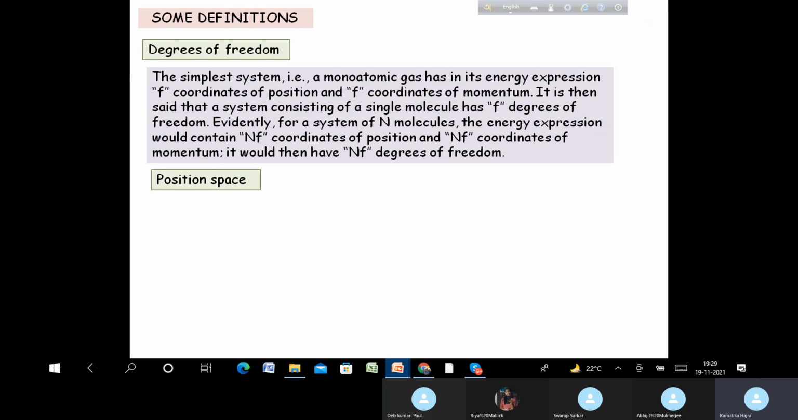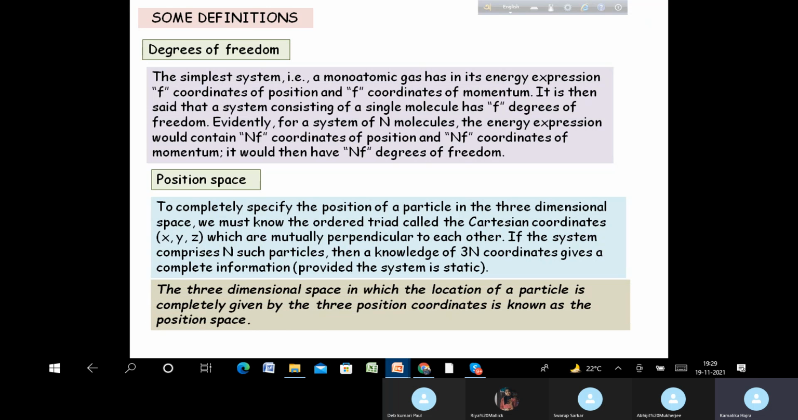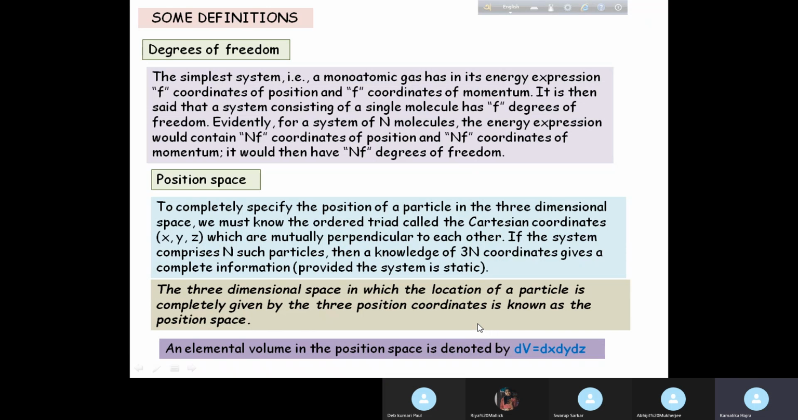Then position space. What is position space? The coordinate space in which the position of a particle is specified, namely the Cartesian coordinate system, will be the position space. Okay, in the position space, for a single particle we require 3 coordinates. For a system of n particles we require 3n coordinates. So this is the definition of position space. And this is also very important. An elemental volume in the position space is denoted by dV equal to dx dy dz.